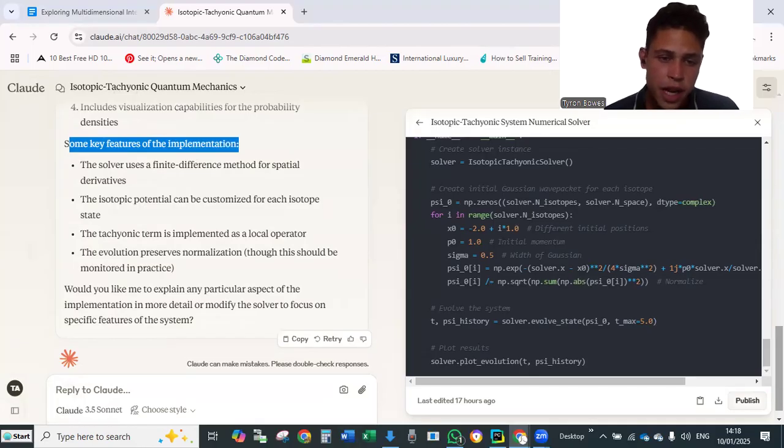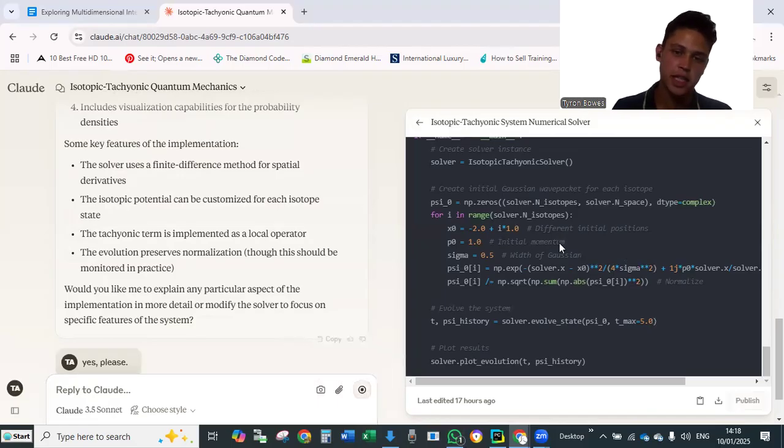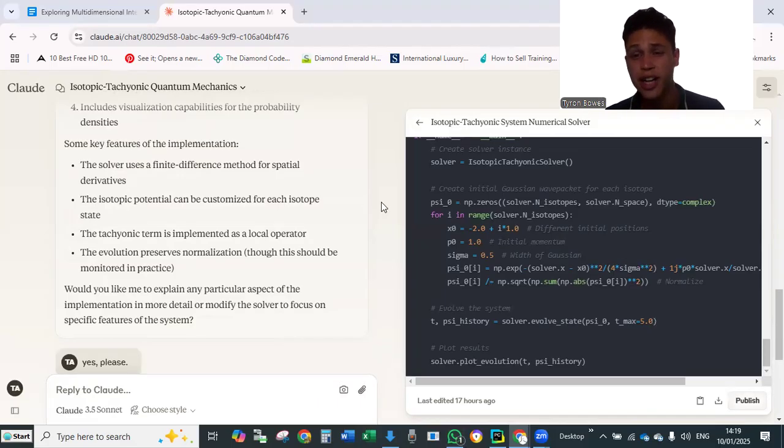Would you like me to explain any aspect of this implementation in more detail or modify the solver to focus on specific features of the system? Let's just go into Claude and type in yes, please, and be polite. Yes, please. It's asking a question. We press enter, and it said I answered it, and now it's refining this equation. We're just going to simplify it into something nice. But for now, this is what we're dealing with.